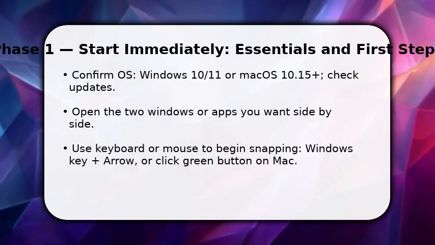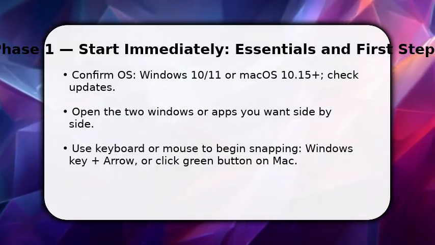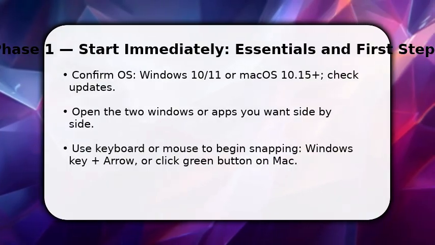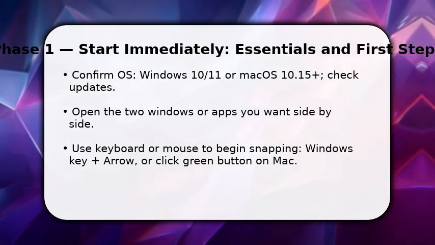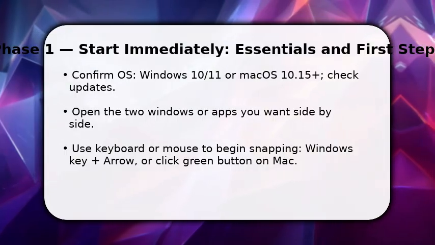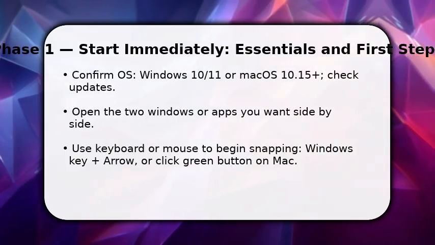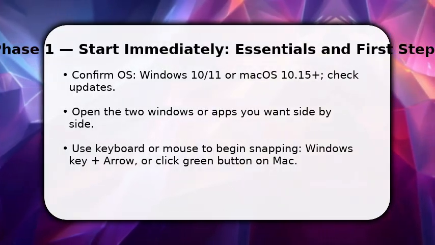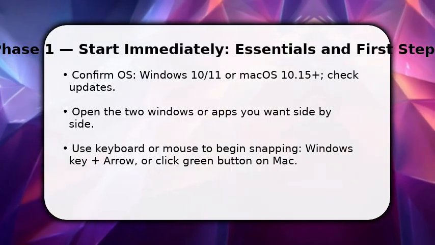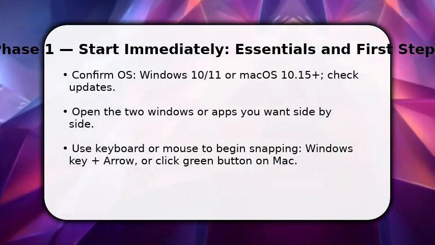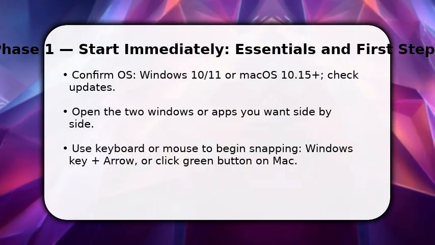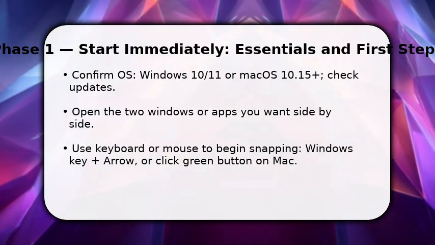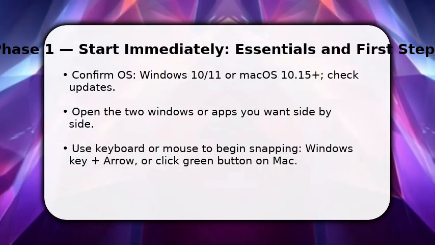Enjoy the video. You'll start by opening the two items you want to view together. Make sure both are responsive. On Windows, position one app and press Windows key plus left or right arrow to snap it. This locks its half. On a Mac, hover over the green window button and choose toggle window to left or right of screen. Once done, select the second window to fill the opposite side. This immediate action avoids extra setup and gets you into split screen fast.